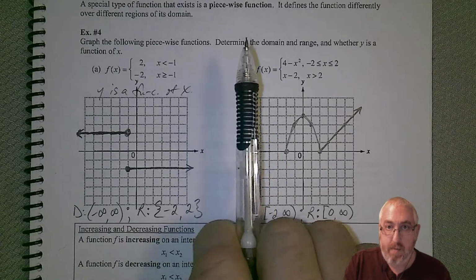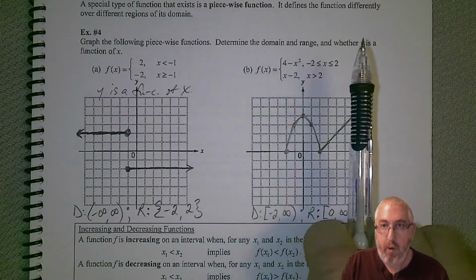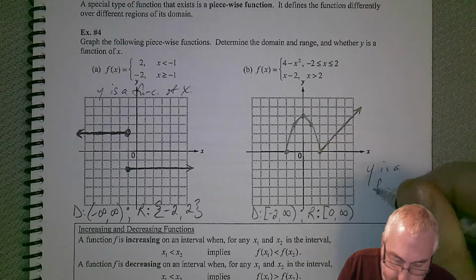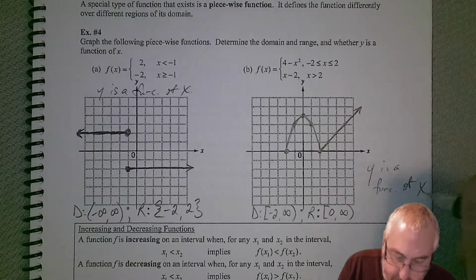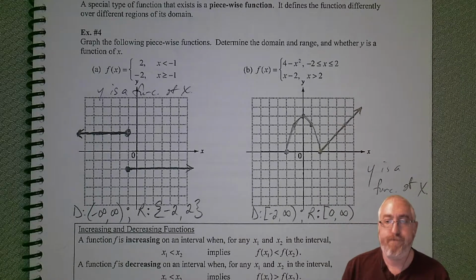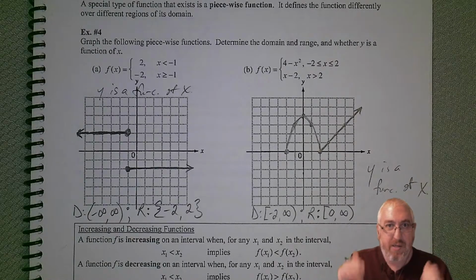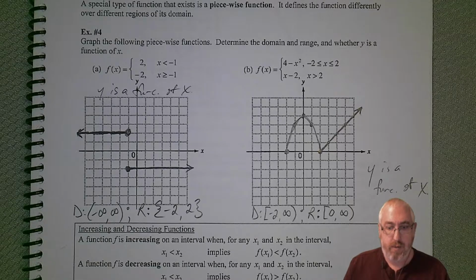Vertical line test, 1 point, 1 point, 1 point, 1 point, 1 point. So y is a function of x. Boom. All right. So a lot to that one because of the 2 branches, and sometimes they might have 3 branches, so be really careful on those ones.